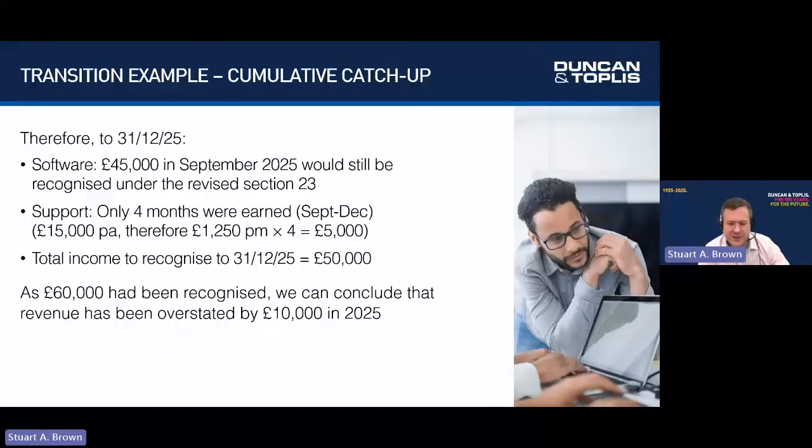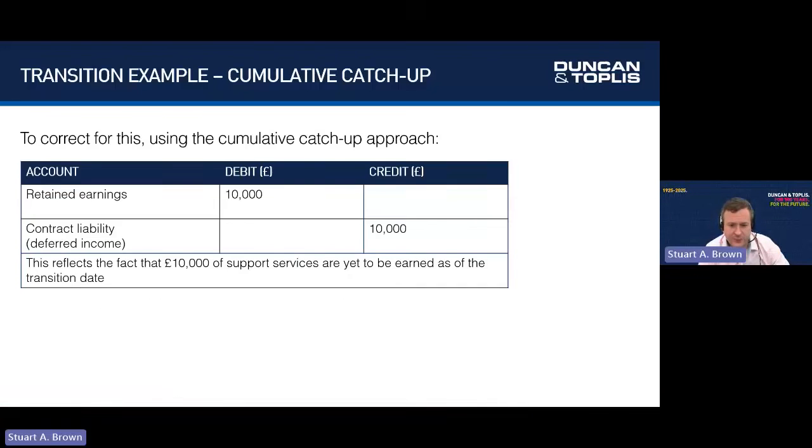Under the cumulative catch-up approach, it's quite a simple journal, but getting to this point is the difficult bit if you've got complex contracts. We would adjust in 2026, not 2025 again. We would debit retained earnings, reducing retained earnings, and we defer that £10,000 income until the obligations are met through the 8 months remaining on the contract in 2026.